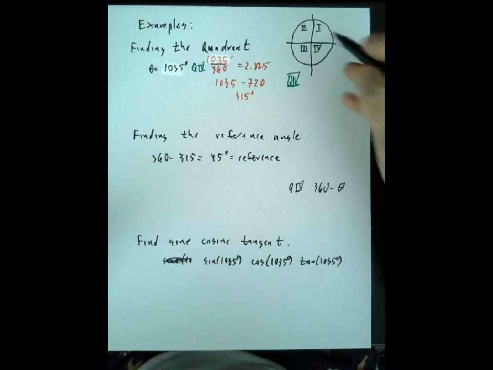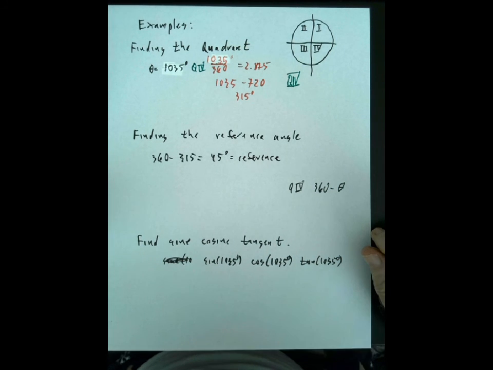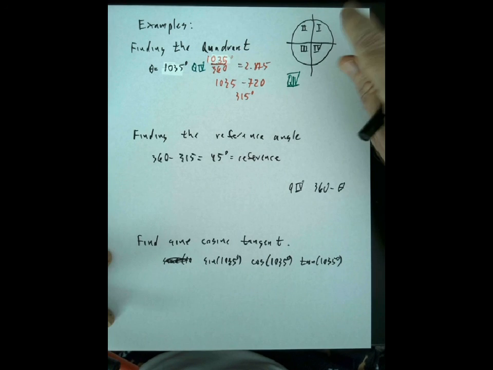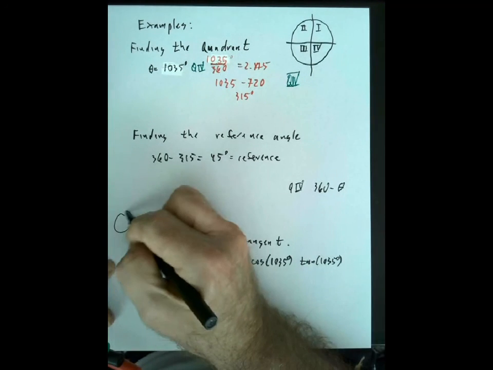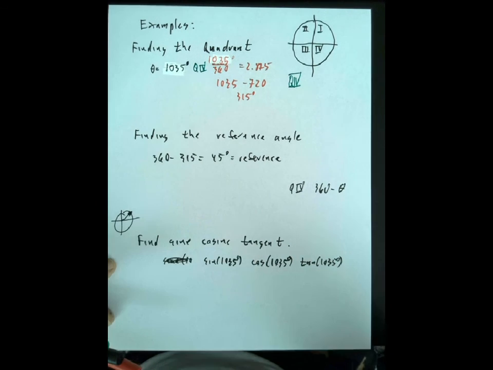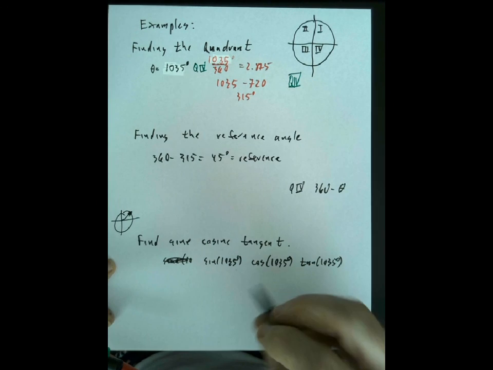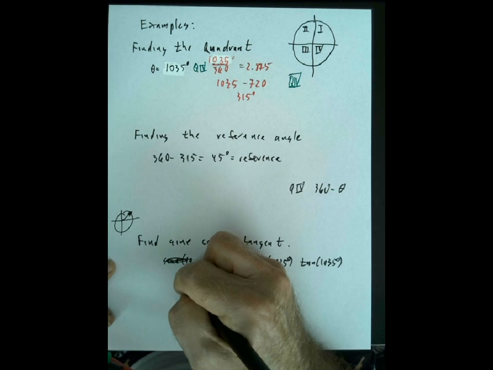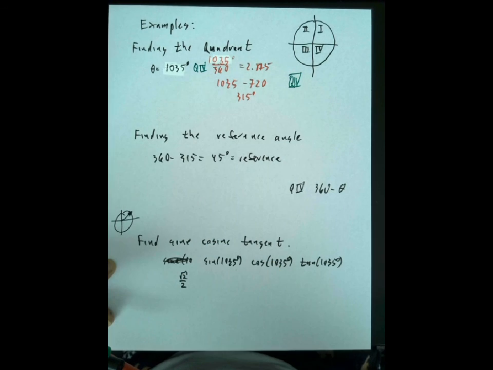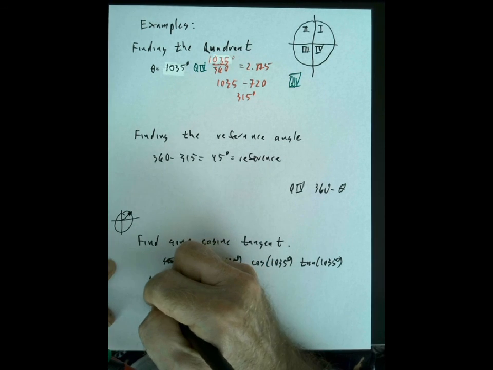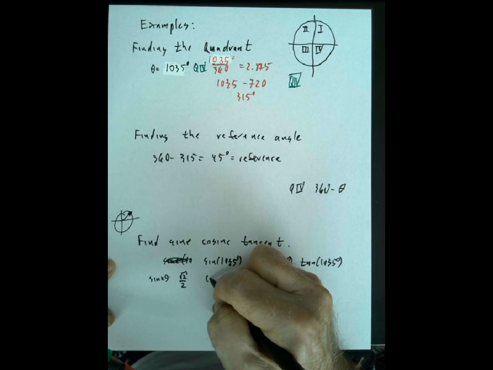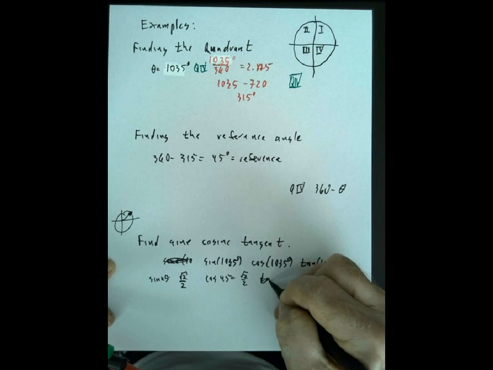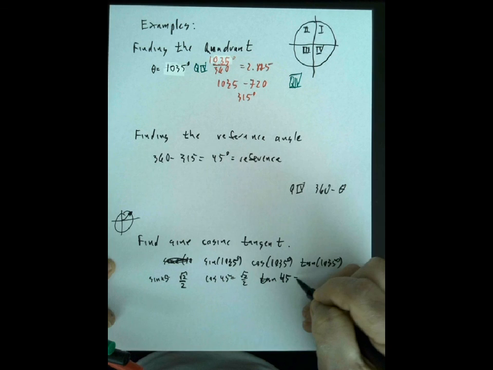Well, we look up what the sine, the cosine, and the tangent for 45 degrees is. 45 is up here, right? According to Mr. Unit Circle, the sine of 45 degrees is radical 2 over 2. The cosine of 45 is also radical 2 over 2. And the tangent, as it happens, of 45 degrees is equal to 1.